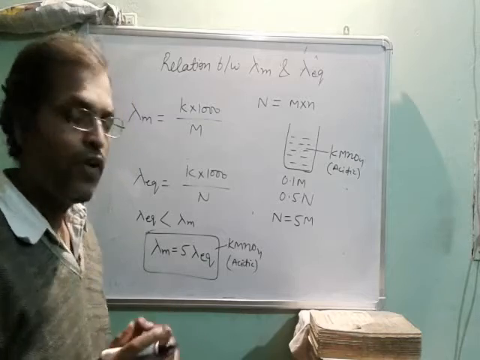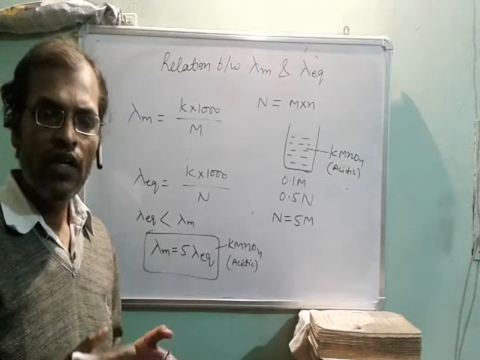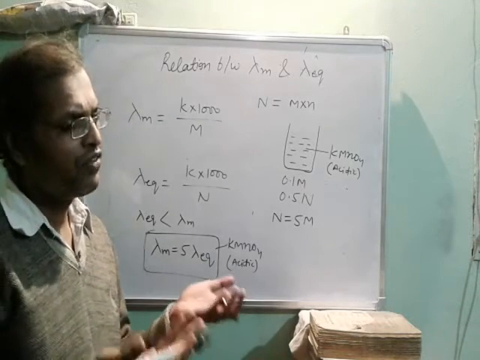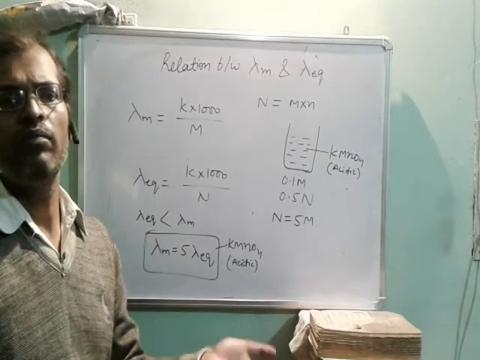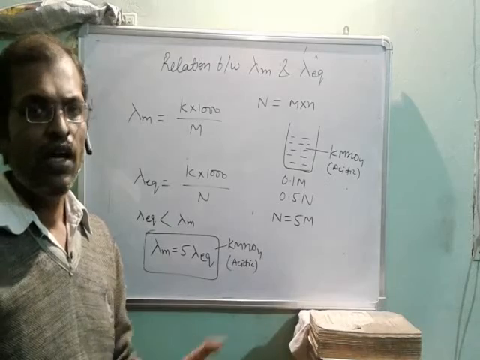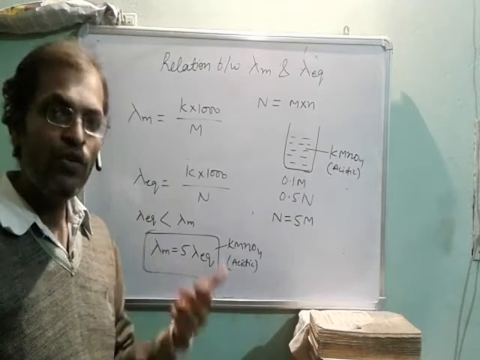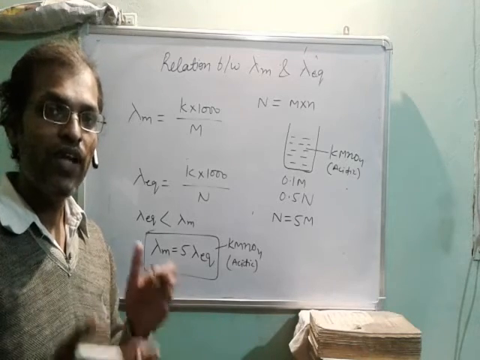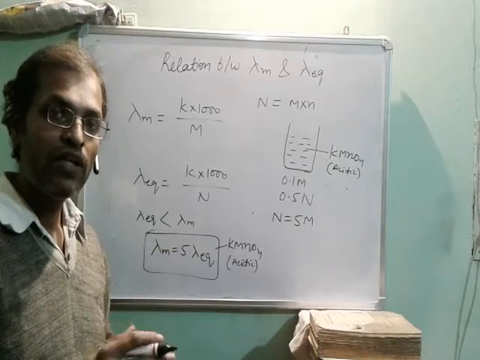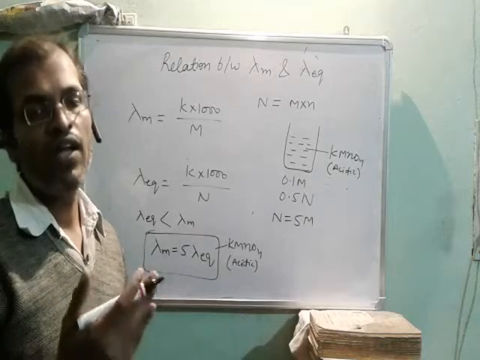Suppose the KMnO4 is in basic medium. For basic medium, the equivalent weight and molar mass of KMnO4 are equal, so lambda m will be equal to lambda eq. And suppose if neutral medium is there, in such a case the value of lambda m will be thrice the value of lambda eq.